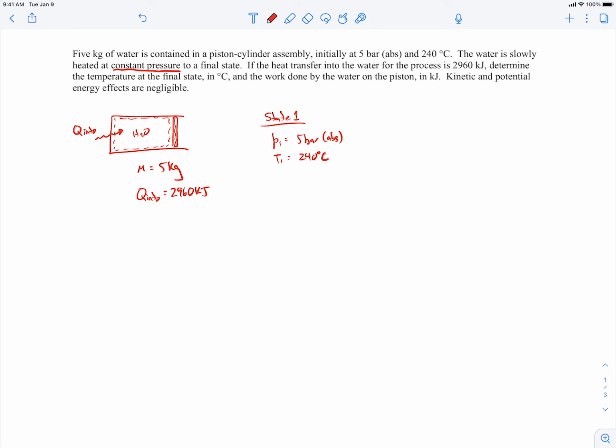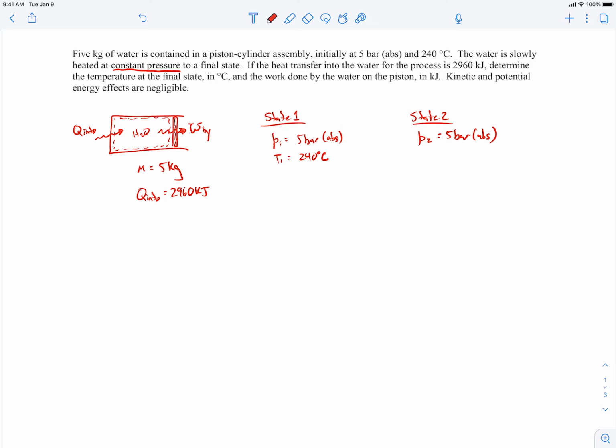Determine the temperature at the final state in degrees Celsius and the work done by the water on the piston. And we can neglect kinetic and potential energy effects. So let's draw here the work done by the water on the piston in our energy flow diagram. And then for state 2, we know the pressure remains constant, so P2 is 5 bar. Okay, let's get started here.